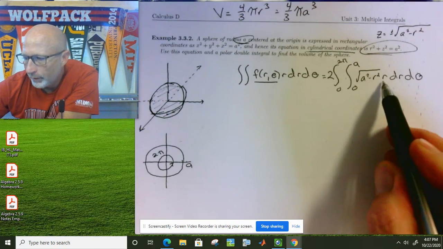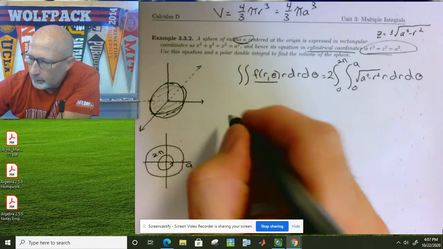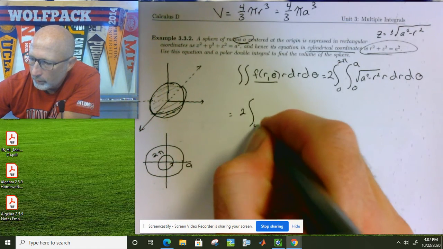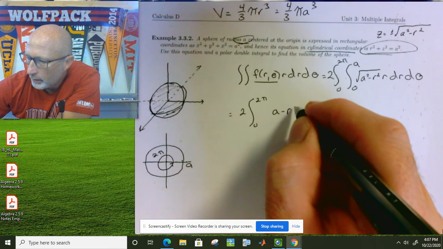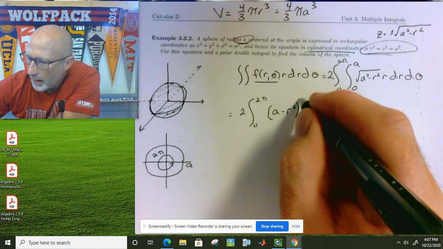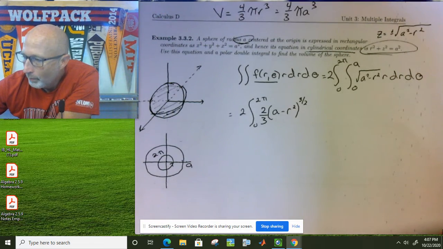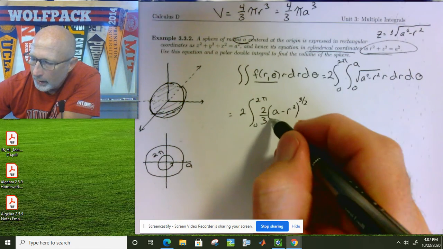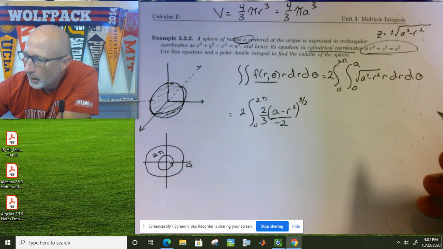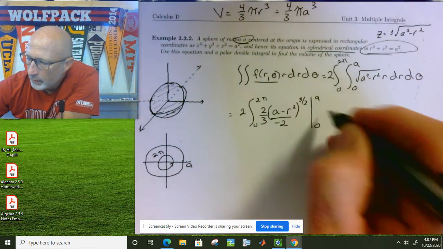So here, this is just u substitution. The derivative of r squared is going to give you the r right there. So this is going to be 2 times the integral from 0 to 2 pi of a squared minus r squared to the 3/2 power divided by 3/2, which gives me 2/3. But remember, I needed to divide through by the derivative, which is negative 2r. So the r's will cancel, and I still have to divide through by negative 2. Then I evaluate this from 0 to a, d theta.